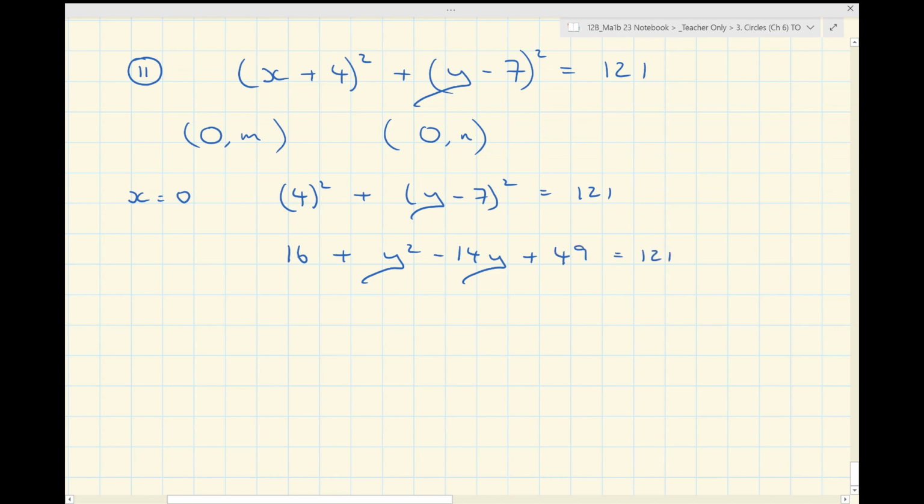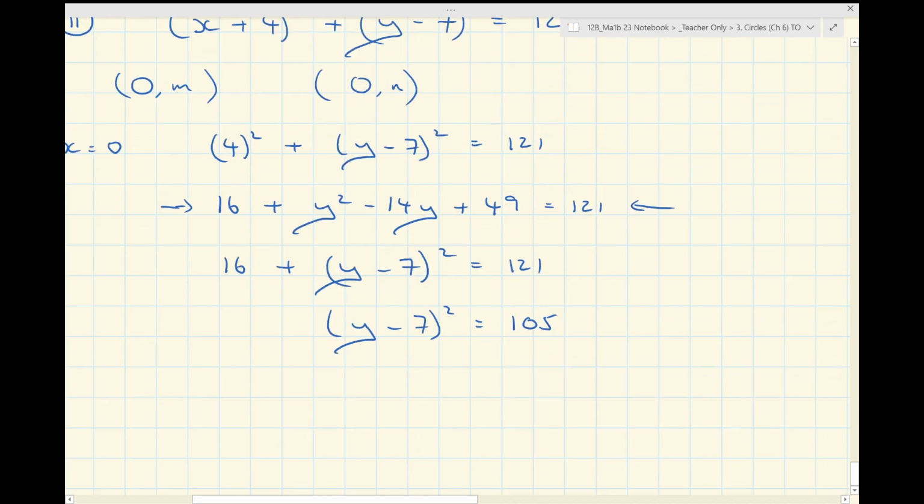Well, this is a quadratic equation. Actually, hold your horses. I think that I've been a bit foolish here to multiply out that bracket. So I'm going to go back to the beginning. 4 squared is 16 plus y minus 7 squared equals 121. Take 16 from both sides, and I get y minus 7 squared equals 105. What's that? 121 minus 16, 105.